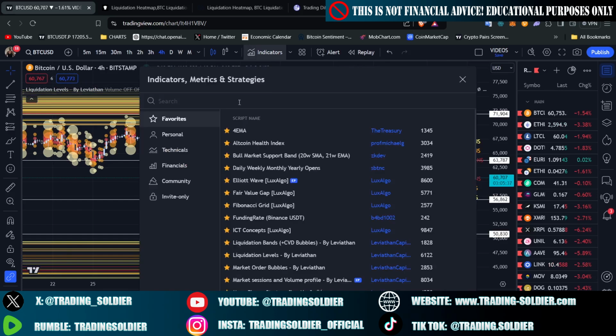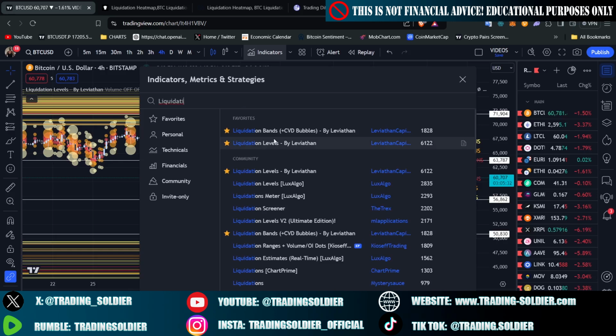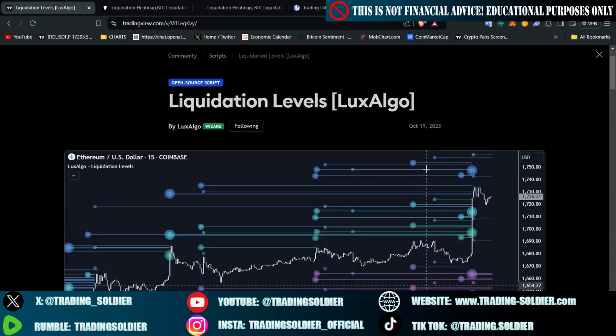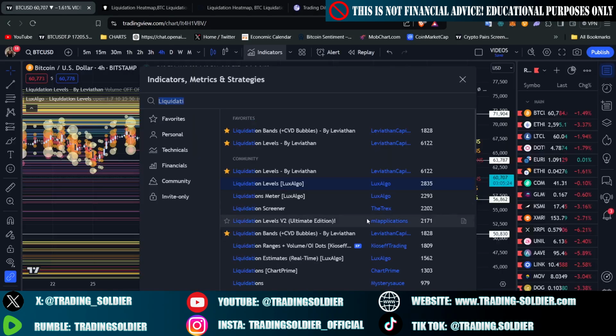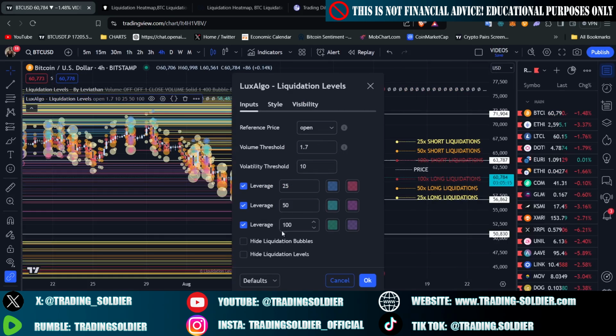Okay, if you search here for liquidation levels, you can see the one from LuxAlgo. It mostly does the same things, but from what I've seen, the Leviathan one has more features to customize, because here, for example, in LuxAlgo Liquidation Levels, you have very little features, very little settings to customize.